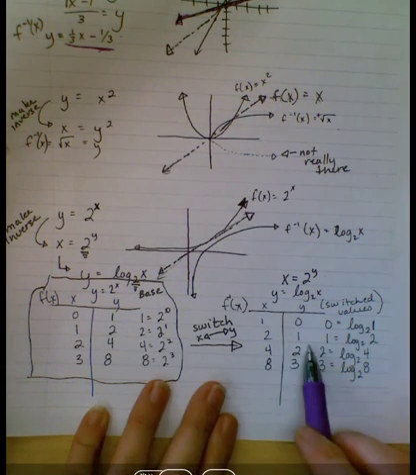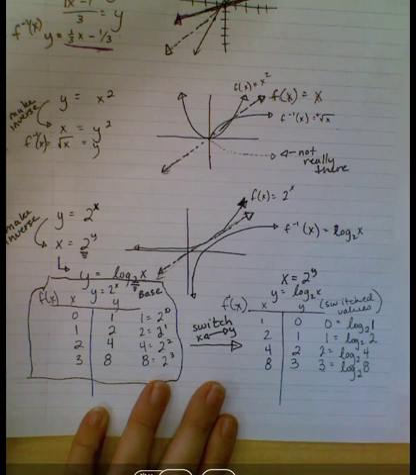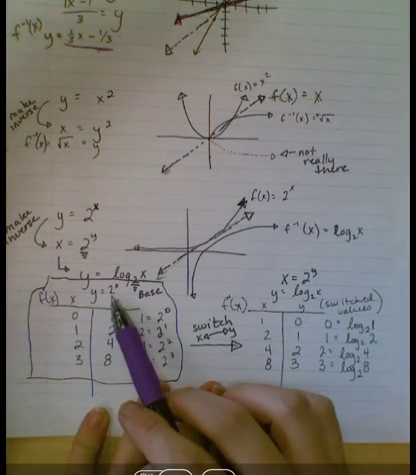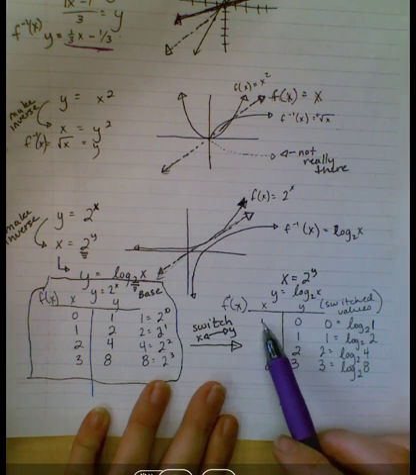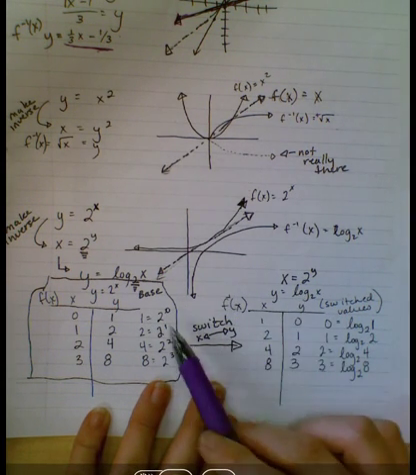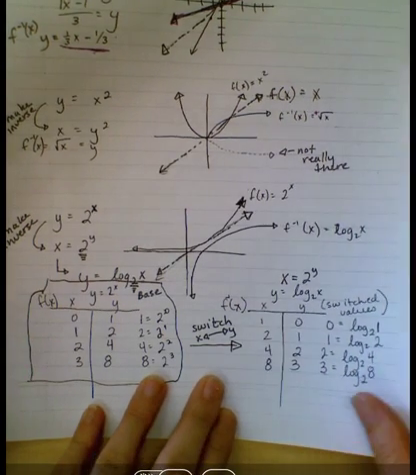And this is just a little review here of logs. Right, remember 2 to the 0 is 1, so log base 2 of 1 is 0. Just a little review. You can take some time to look through that if you'd like to.